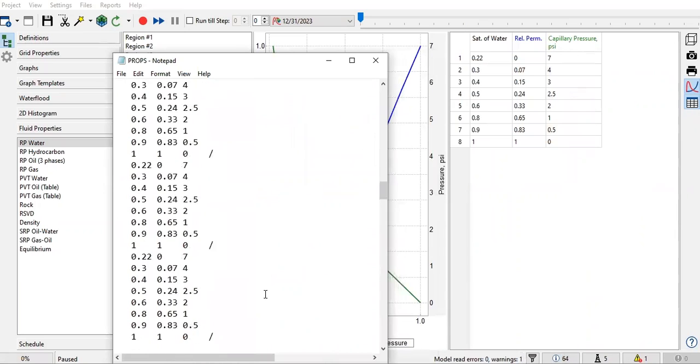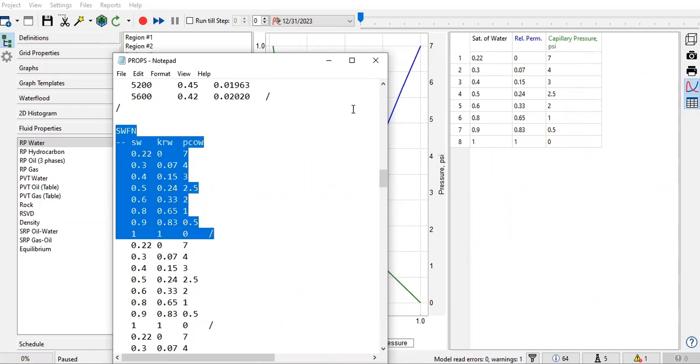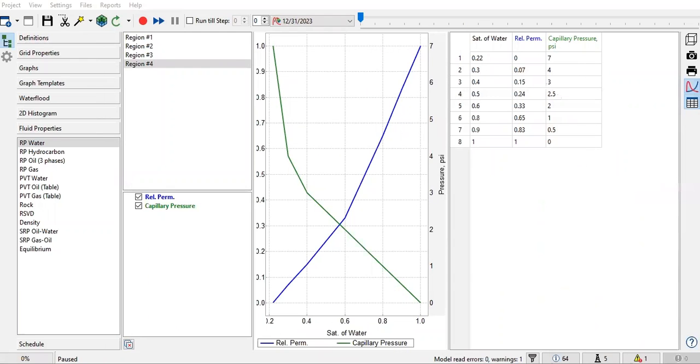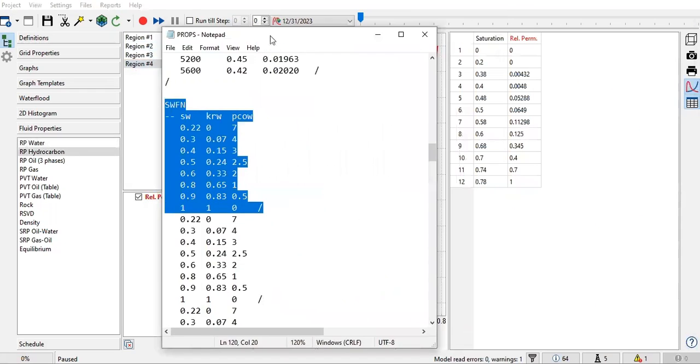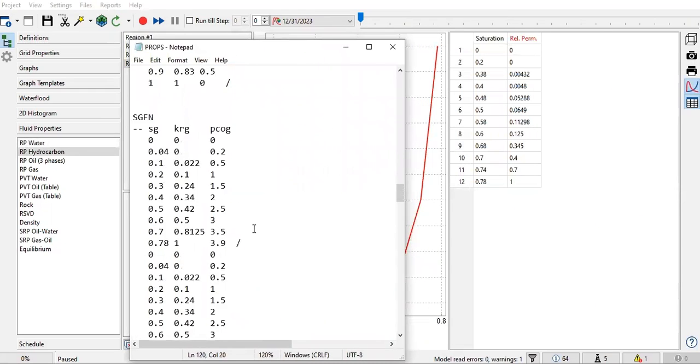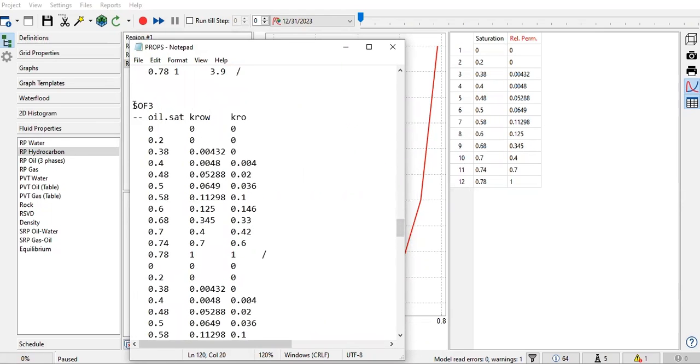So here you go. This one, SWFN, okay, 0.2207, 0.3, 0.0074, okay? And then this is the RP for hydrocarbon, the same. Okay, and that's actually, if you can check it, this one, SOF3.